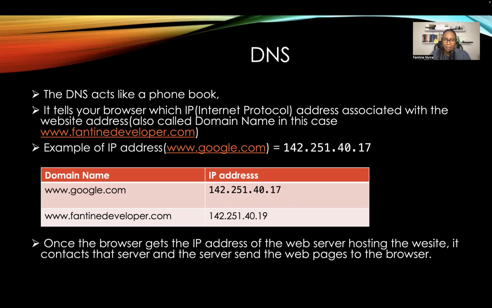The IP address is a number that has dots in between. For example, www.google.com is 124.251.4017. For Fantin developer, just as an example, it should be 142.251.4019. And then the DNS will send this IP address, which is the Internet Protocol address, to the browser. And then the browser will say, hey, this is the address of the web page that I'm looking for.